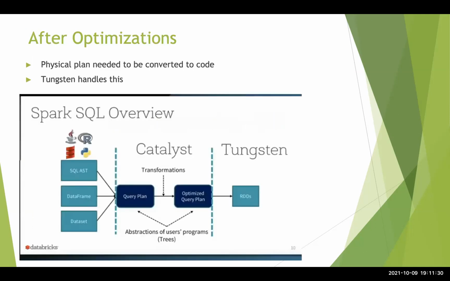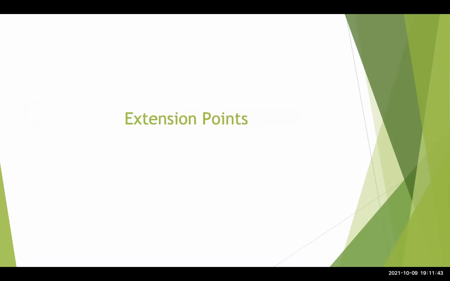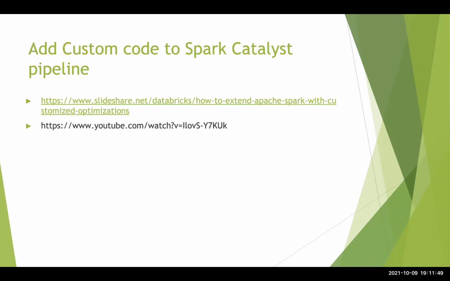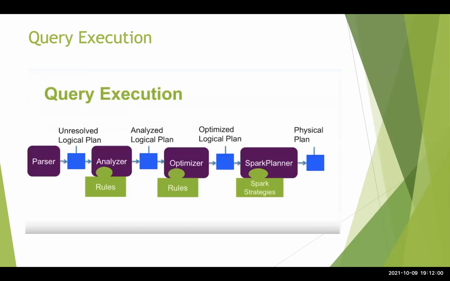I think code generation, I'll leave it for the time being. We know it uses a Scala library for code generation, so it just reads it into an RDD. I'll skip this also. This is what we'll discuss: extension points. If you have to write your own rule, how can you do that? These are the PPTs and the videos. You can go through this if you want to know how to write your own rule, or add your custom code to the Spark Catalyst pipeline. So how to do that?